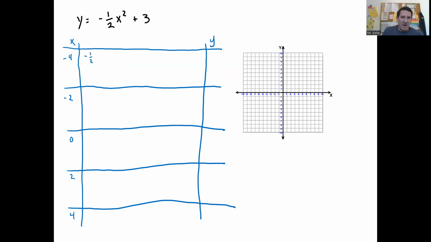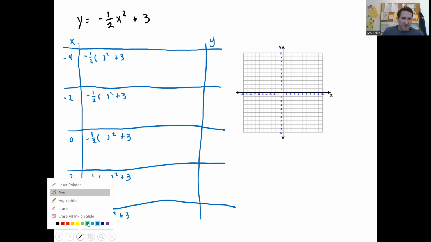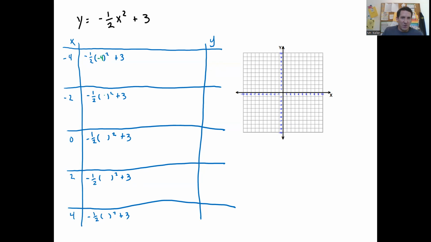So -1/2 x squared plus 3, in each row of the table. Once I have that, I'm going to fill in all my values here. So it's going to be -4, -2, 0, 2, 4. And now just multiply this out.